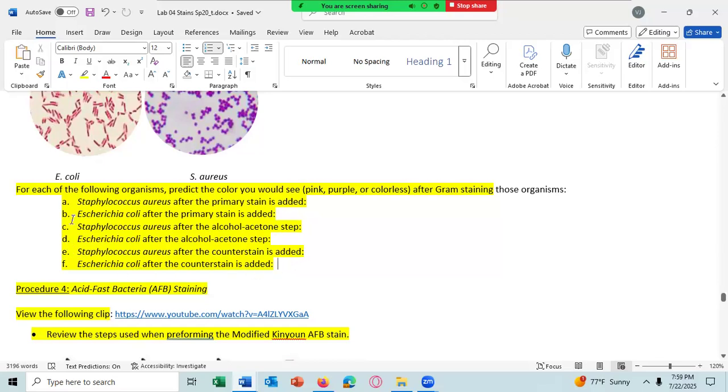Some students overlook this and don't fill it in, and this will be worth 1.2 points. So you want this filled in. Any question about any of that?